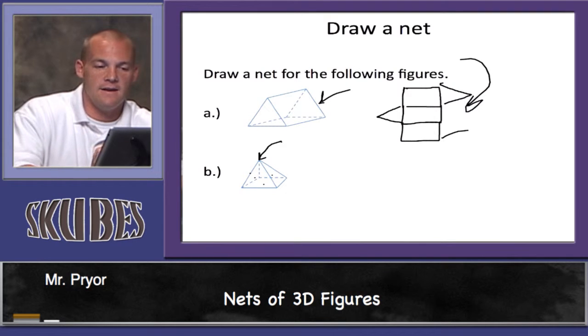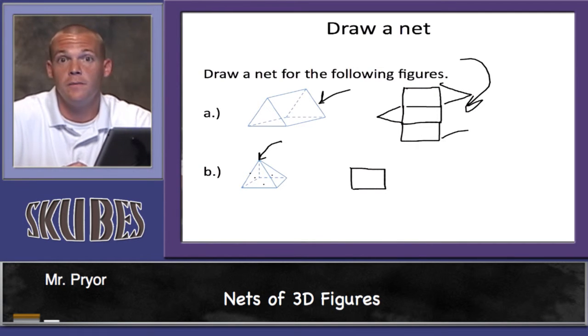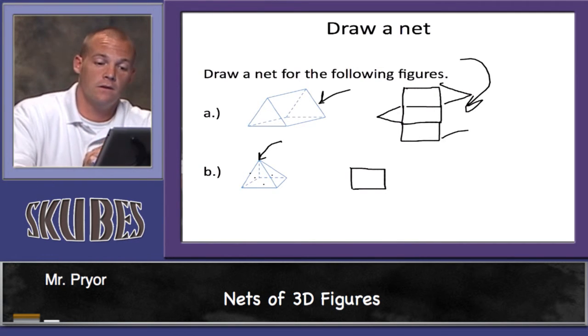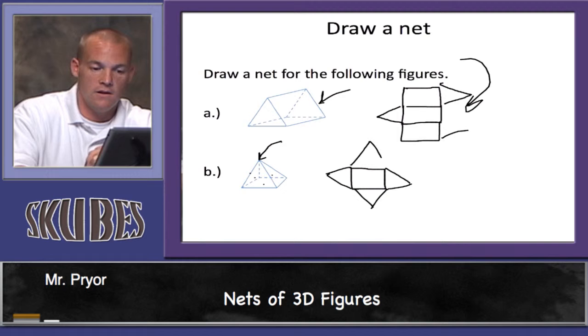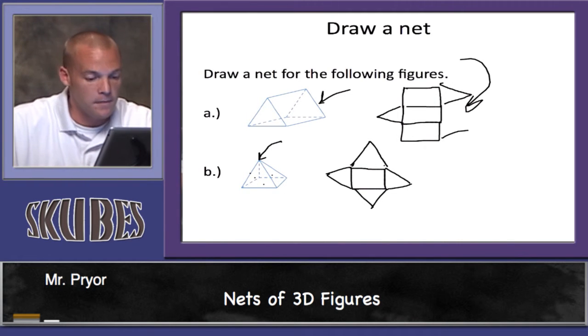To create that net, what you would do is simply draw a rectangle, and at this point you can simply surround it by triangles. So each side here gets a triangle, and it just folds out to make almost what appears to be a little star shape.